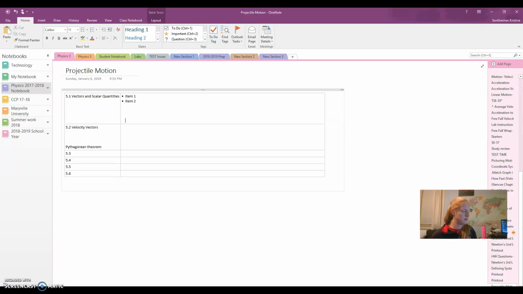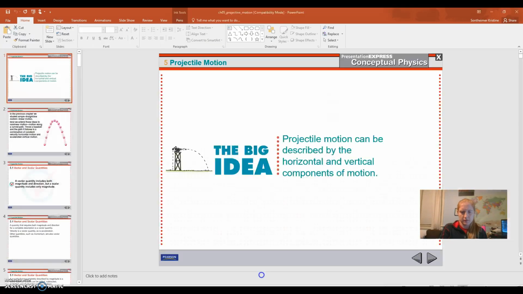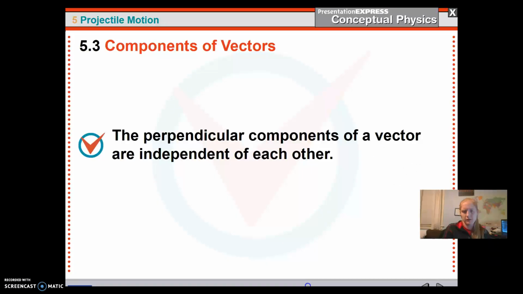Now I'm going to cover 5.3 all the way through the end. So, to pick up where you were with me before, we went through the review on vector scalars and Pythagorean theorem.